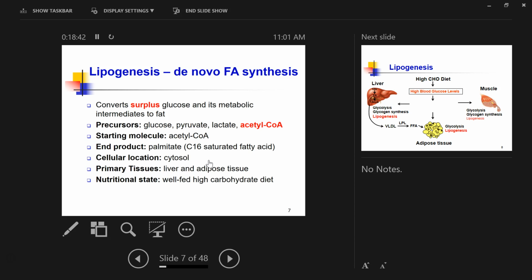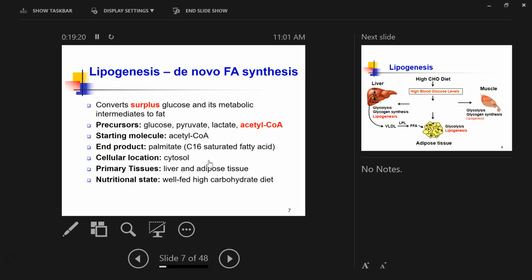Glucose, pyruvate, and lactate will all eventually be converted to acetyl-CoA, oxidized acetyl-CoA. And acetyl-CoA is, again, the building block molecule for fatty acid synthesis, the starting molecule. So the end product of lipogenesis is fatty acids, right? And I just put palmitate, which is a 16-carbon saturated fatty acid.